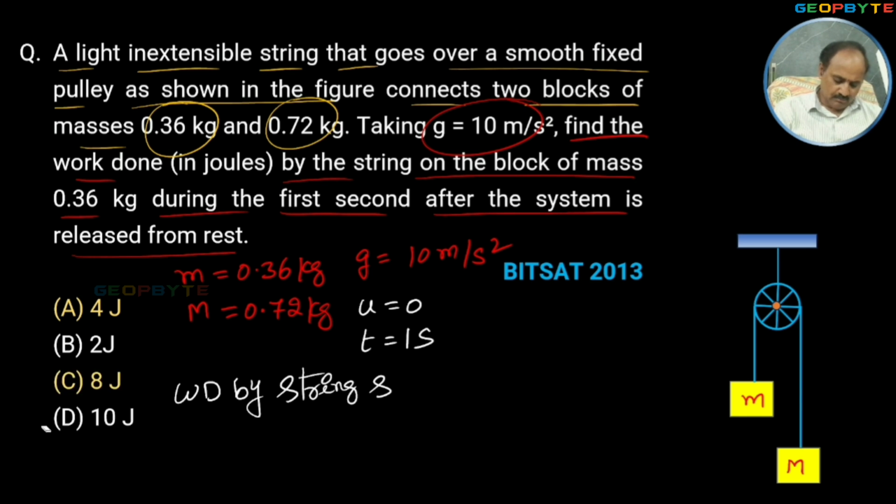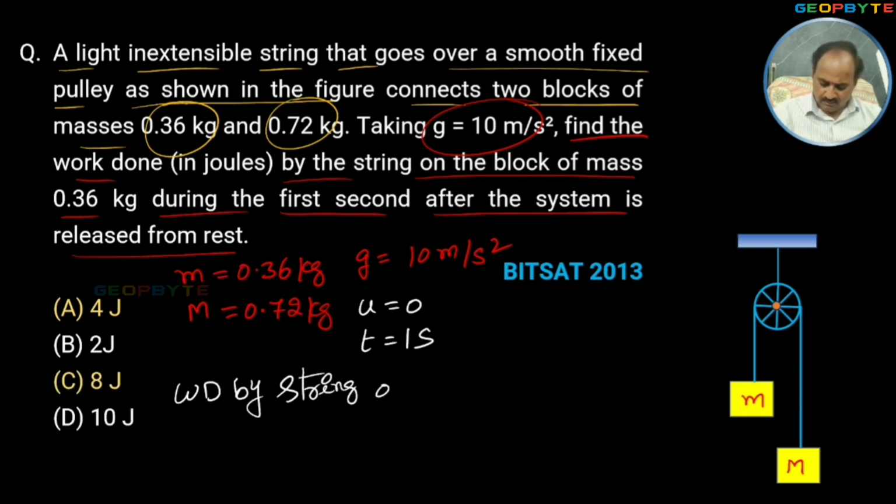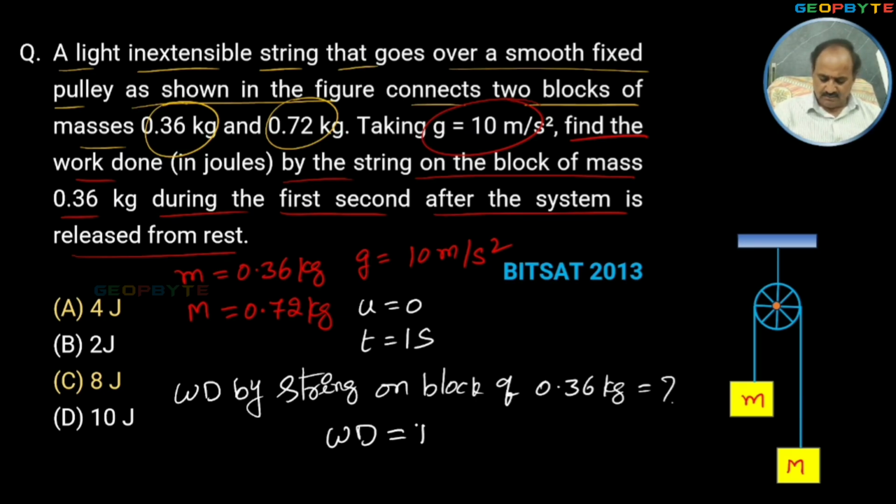on the block of mass 0.36 kg is how much? That is the question. Very simple. Work done equal to tension developed in the string multiplied by displacement of the string. For that, we need to decide the tension and the distance traveled by the string.